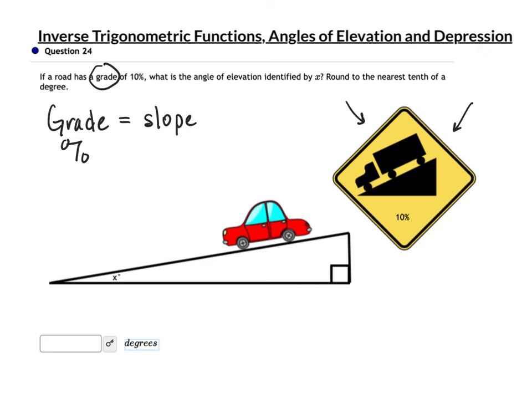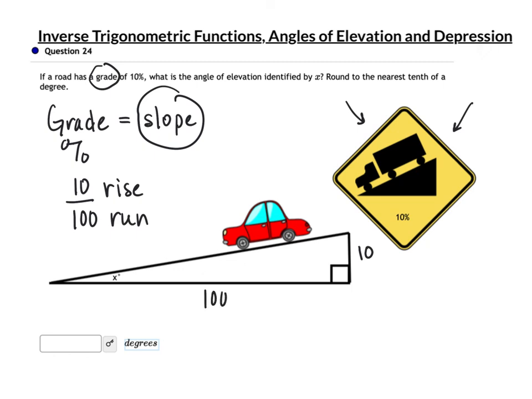When I say that the grade is 10%, remember that it's 10 over 100. That's what 10% is. 15% would be 15 over 100. 52% would be 52 over 100. And it's slope, which means it's rise over run. The rise is 10 and the run is 100. It could be any unit. It could be rise 10 meters, run 100 meters. Rise 10 feet, run 100 feet. Rise 10 miles, run 100 miles. It will be true in any case.